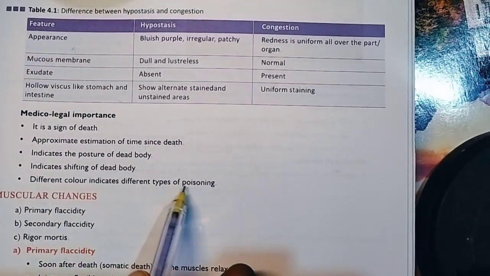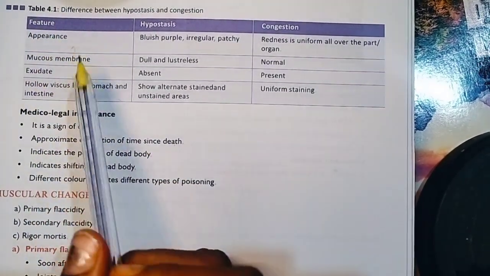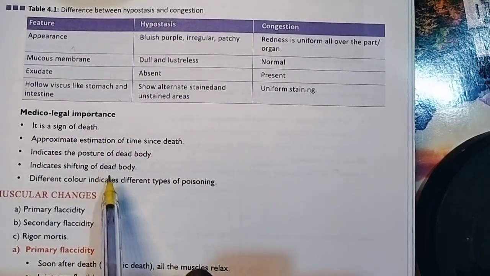Different colors indicate different types of poisoning. As already mentioned, these are the different colors seen in lividity. So based on the colors, we can indicate the cause of death.